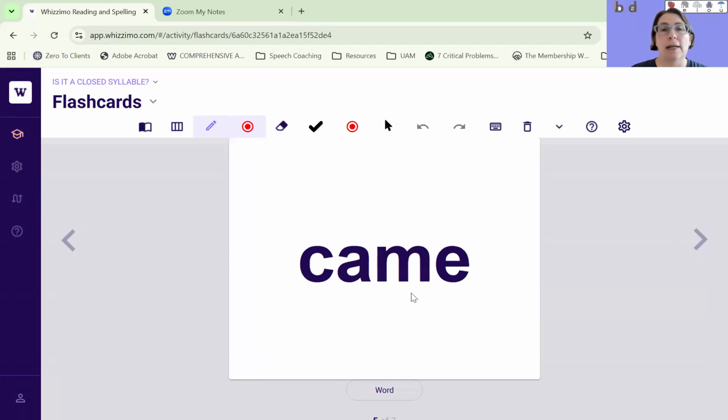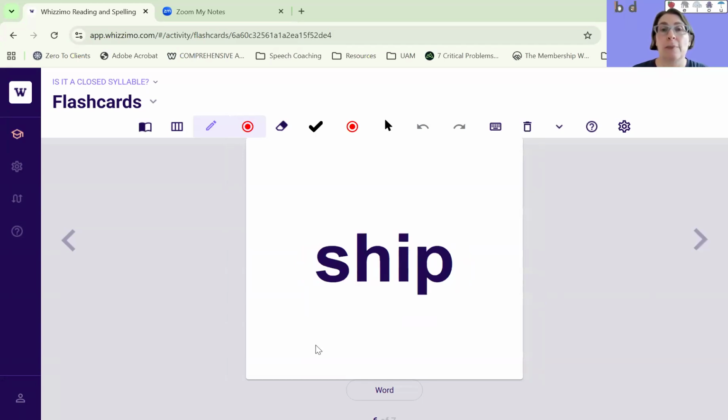Next word. All right. How many vowels do you see here? I see an A. That's a vowel. And I also see an E. That is a vowel. We have two vowels here. That tells us this is not a closed syllable, so we're just going to move on. We don't want to deal with it if it's not closed.